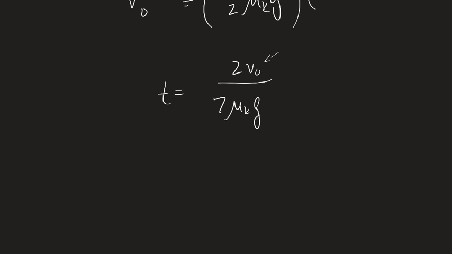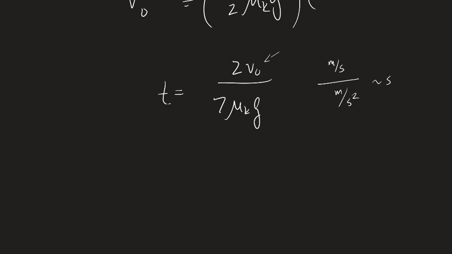Does this actually work out to be in seconds? If it doesn't, we've screwed up. Did you check? Let's check. Meters per second is v naught, and meters per second squared is g, and mu has no units. That looks like this is seconds. I think we're okay. Are we good? All right.